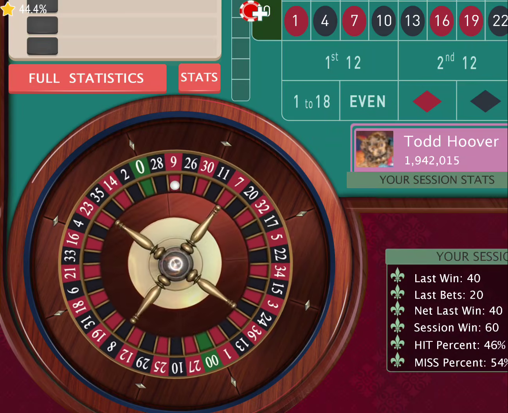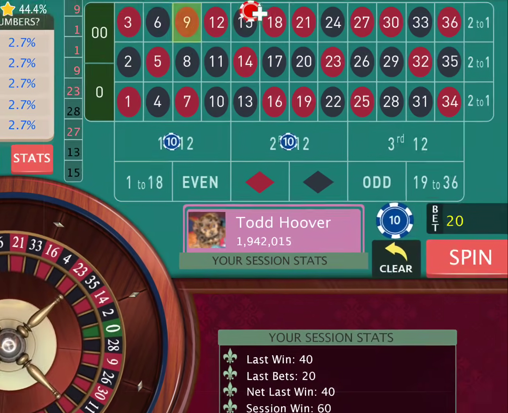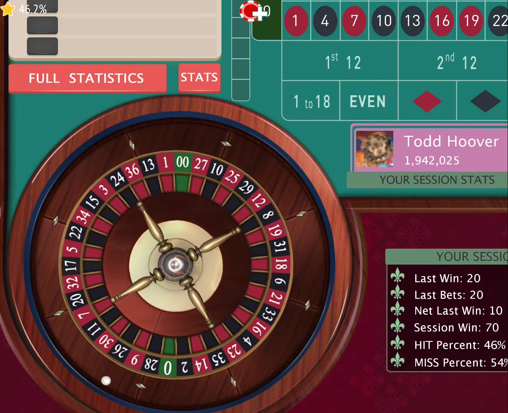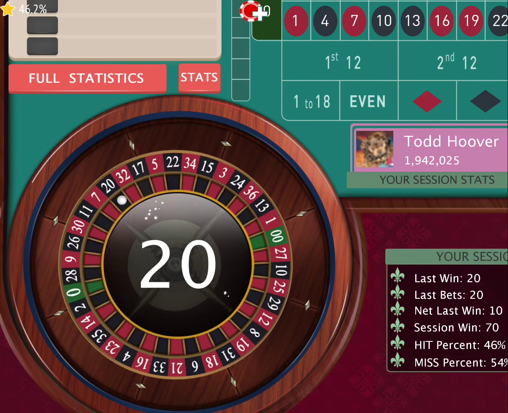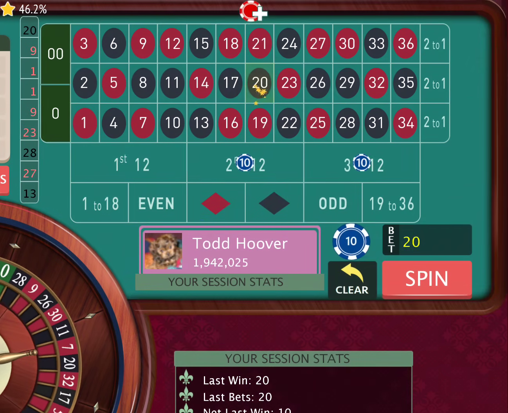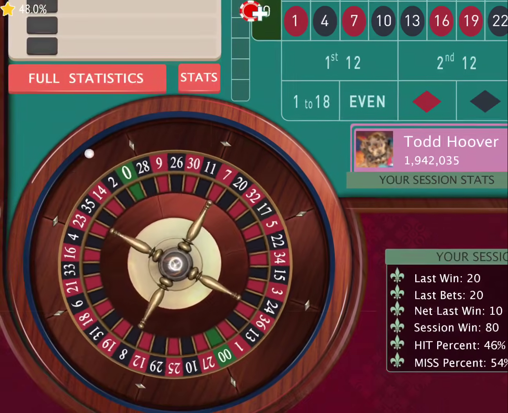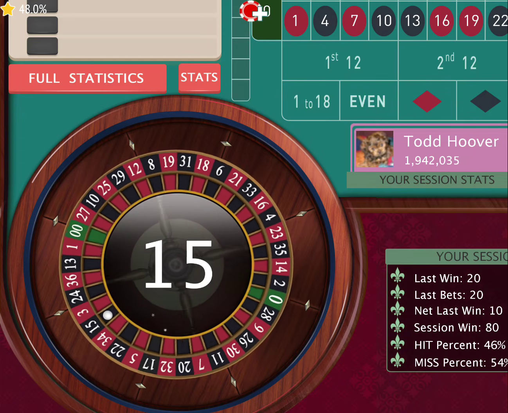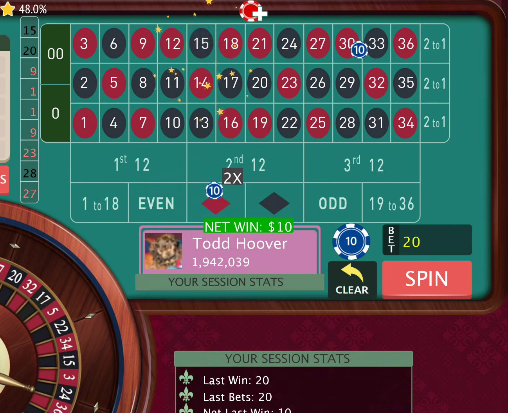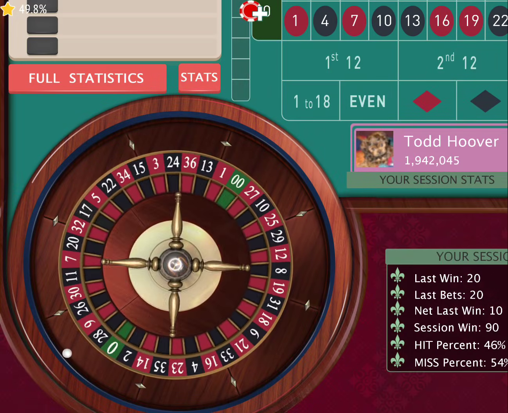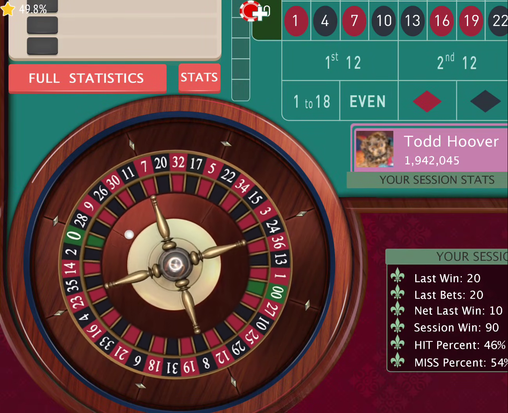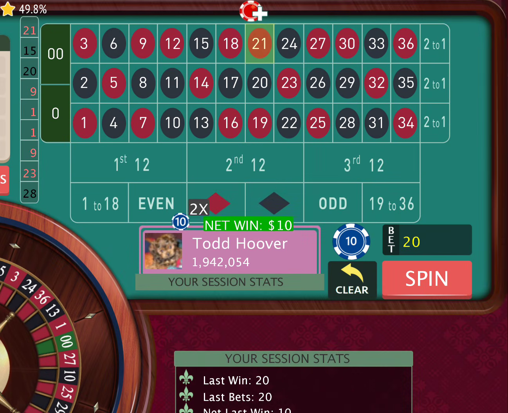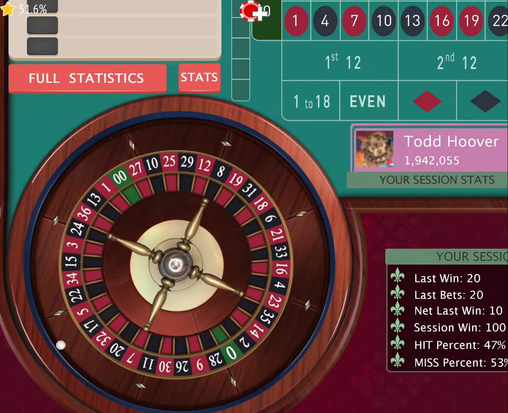If that single dozen hits again, which it did, I am going to play the other 2 dozens because it's hit 4 times in a row. Can it hit 5? Absolutely. Here we go. Now we're at $80. And we're at $90. And we're spinning 21. That should put us at $100. Okay. And we're spinning.